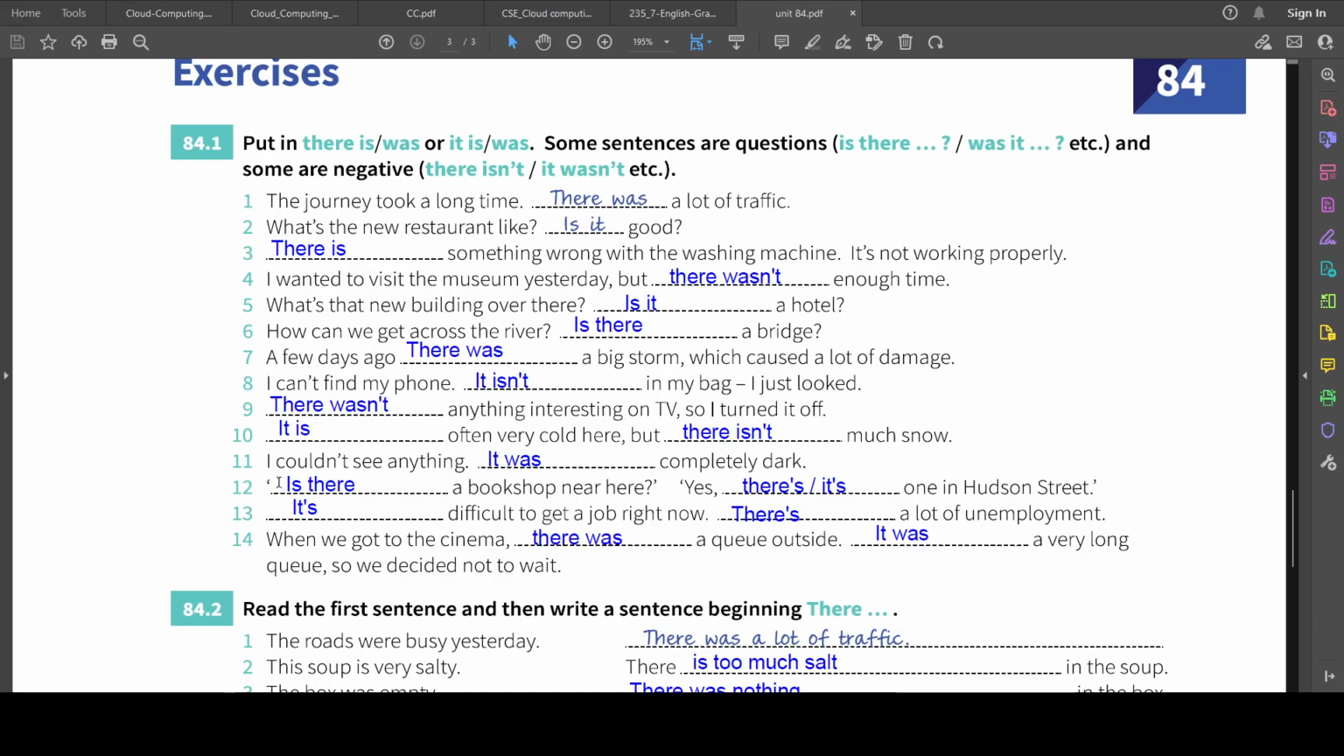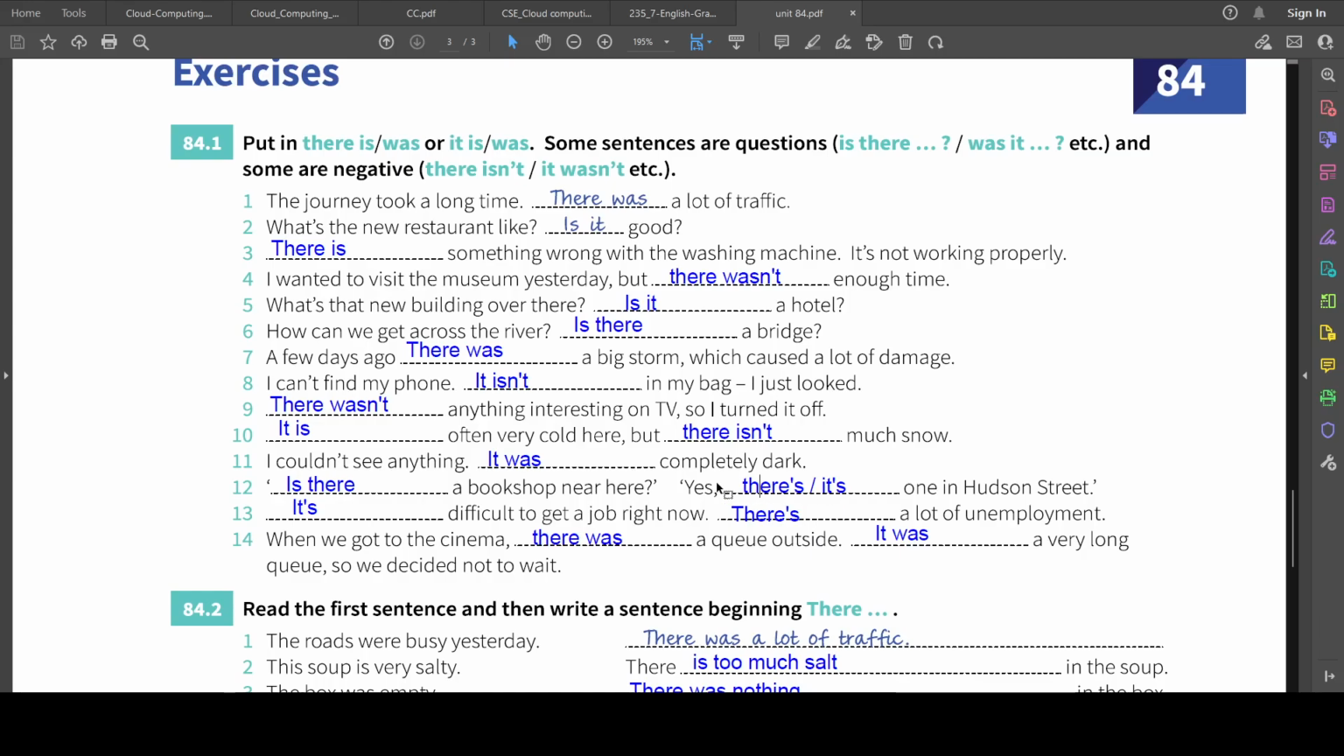The next one: is there a bookshop near here? Yes, there is, or there isn't. There is, or there's one in Hanson Street. Why? Because "is there" is more like a question to know if a bookshop exists near here. That's why: is there a bookshop near here? And the answer has to be the same.